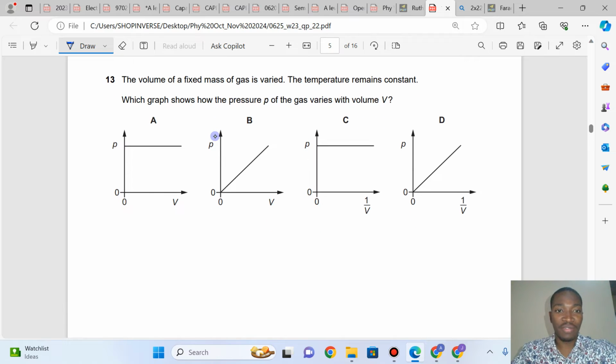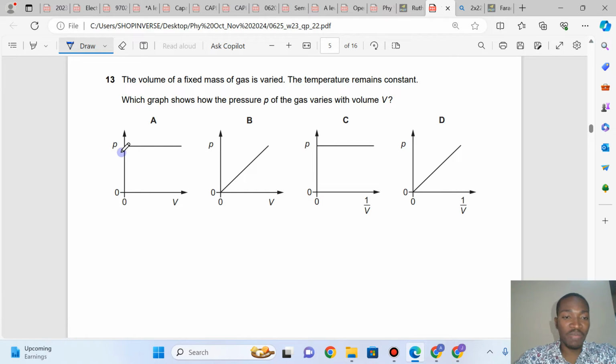Question number 13. The volume of a fixed mass of a gas is varied. The temperature remains constant. Which graph shows how the pressure P of the gas varies with volume V? Okay, how do you get the relationship between pressure and volume?